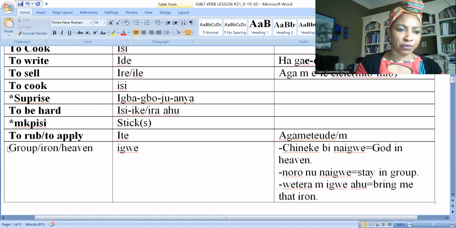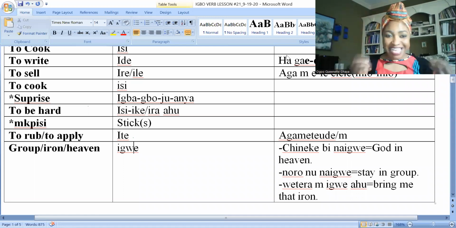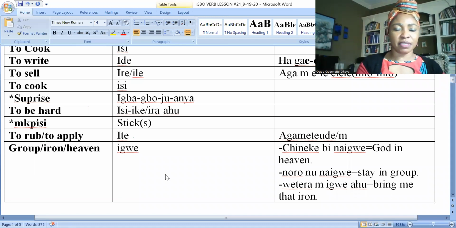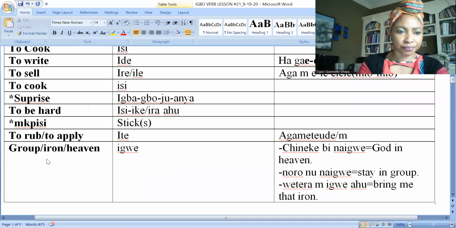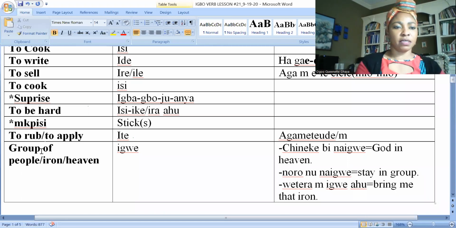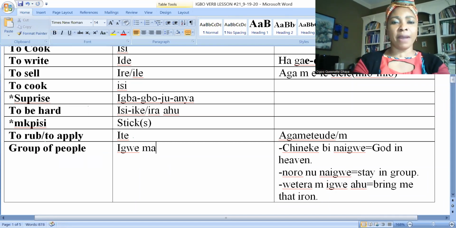So when you say group, Igwe mado, group of people. When you say group of people, it means Igwe mado. Group, Igwe mado. Okay. Igwe mado. So I think I'm going to separate it. Igwe mado means group of people. So I'm going to separate these ones. Group of people, okay? Igwe mado. See that? Igwe mado.